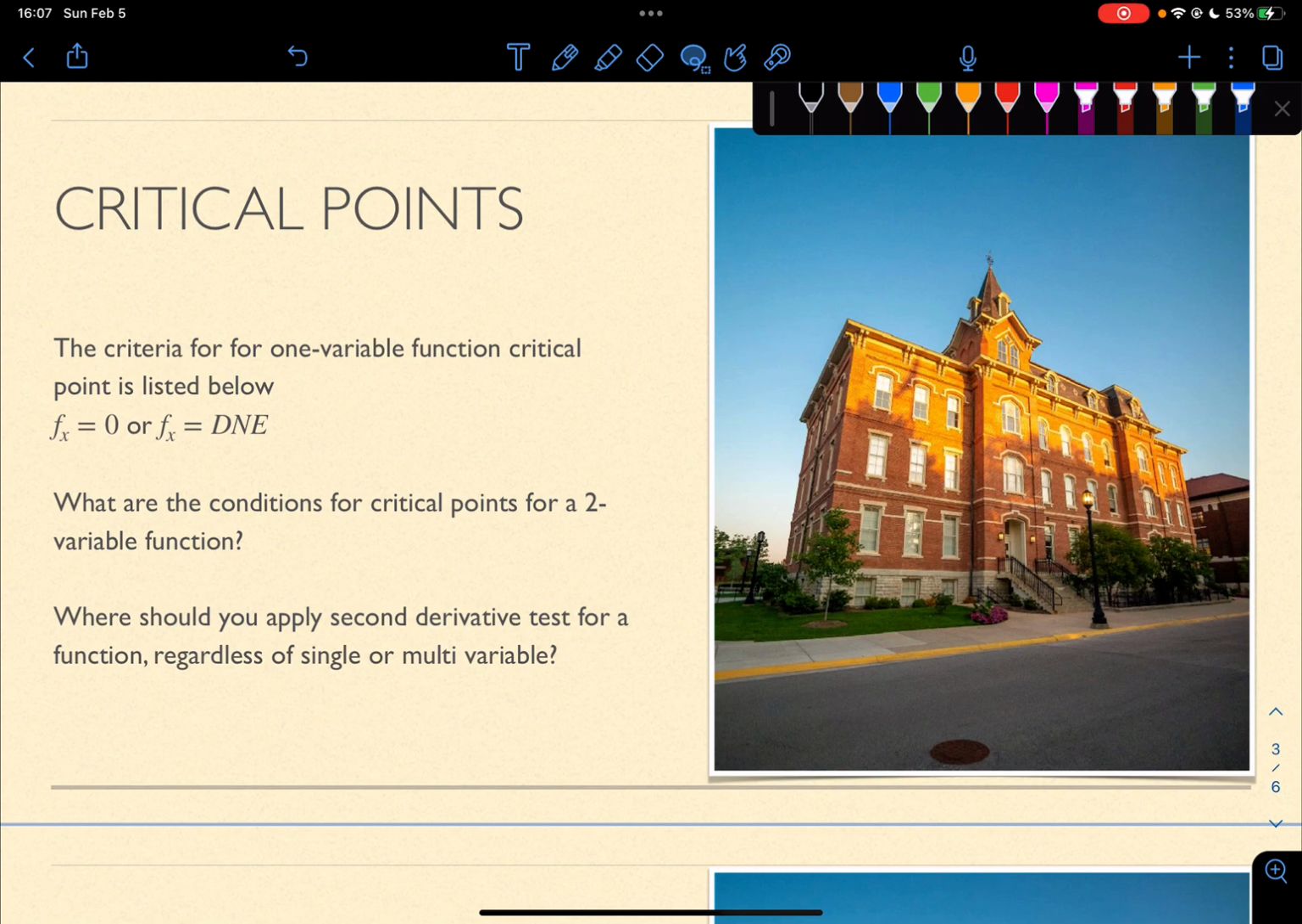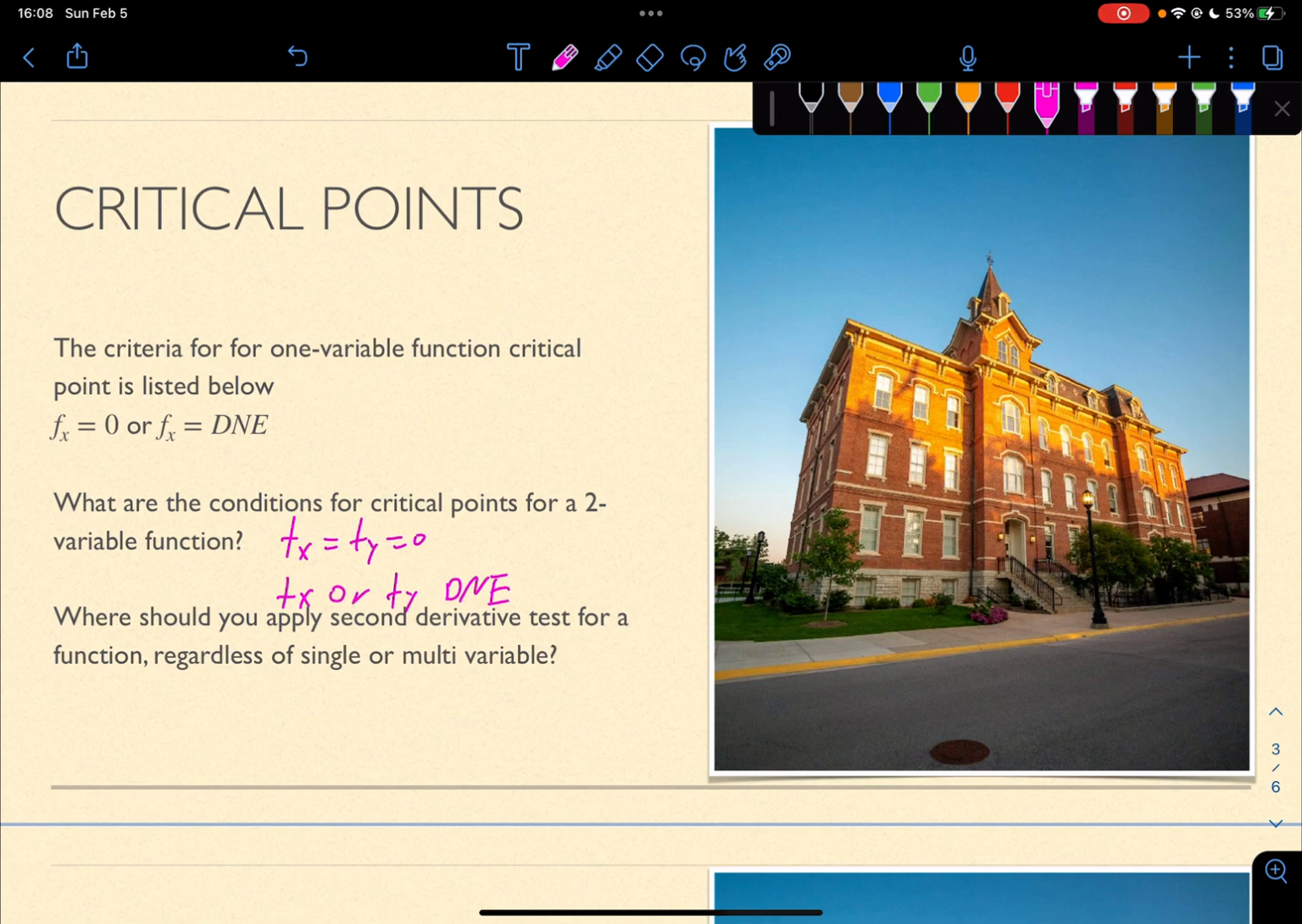So the criteria for critical points for a one variable function is the first derivative equals 0, or the first derivative does not exist or is undefined. So what are the conditions for the critical points for two variable functions then? The difference is you not only have to have fx equals 0, you also need to have fy equals 0, or alternatively, you can have fx or fy DNE. Only one of them needs to be DNE.